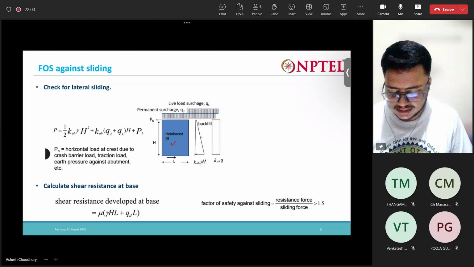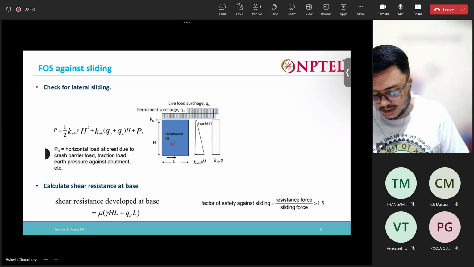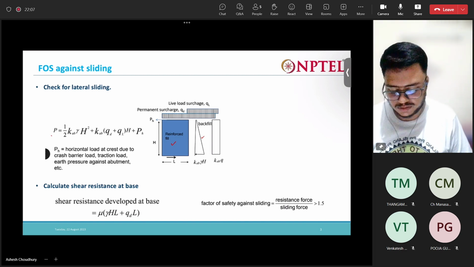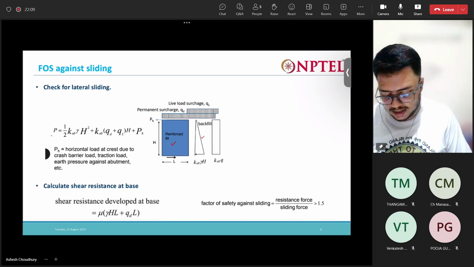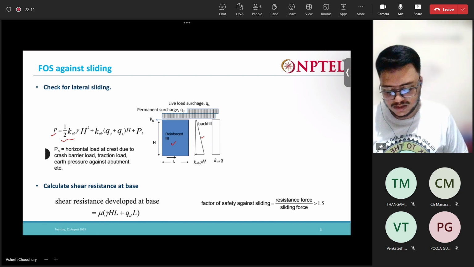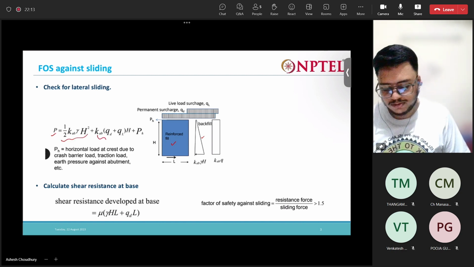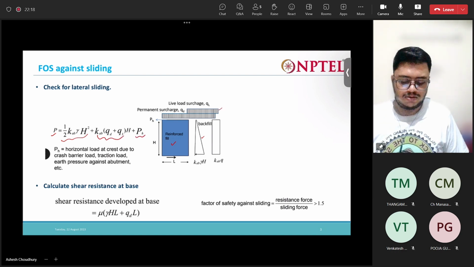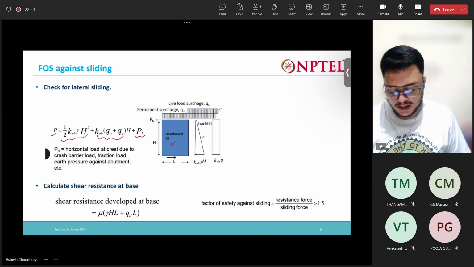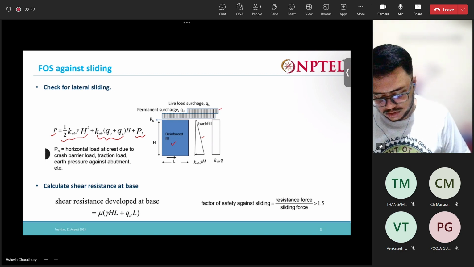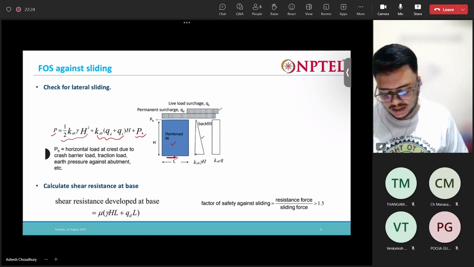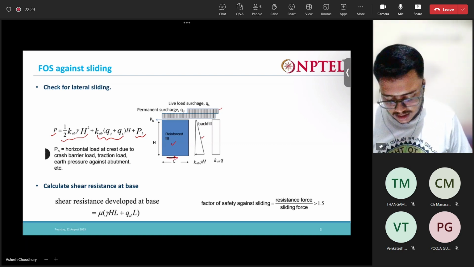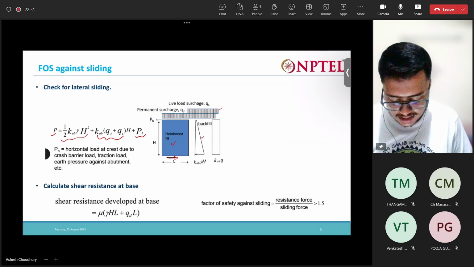So you can see this total lateral load that is coming on the reinforced wall is nothing but the earth pressure due to this backfill soil, then the earth pressure due to this surcharge loading, and the lateral load from the crash barrier, right? And these lateral loads should be prevented by the shear resistance that is developed at the base. Okay, so how to get the shear resistance?